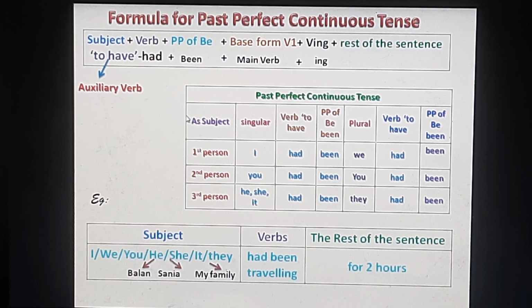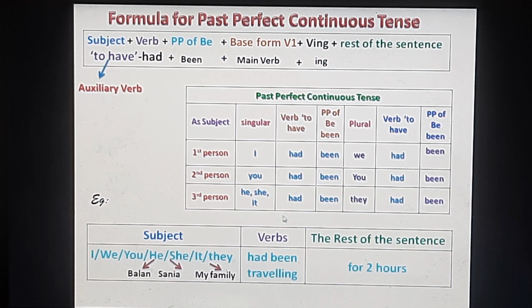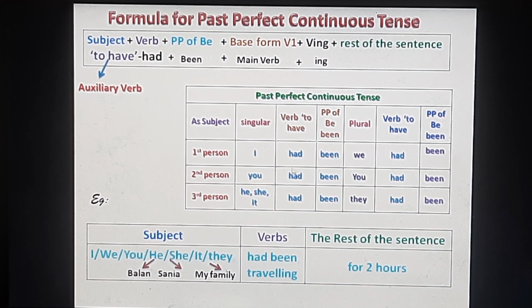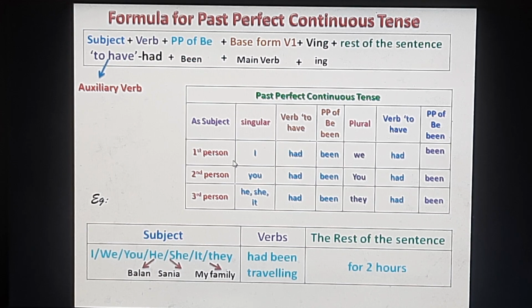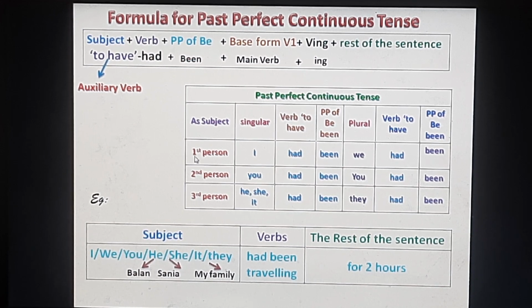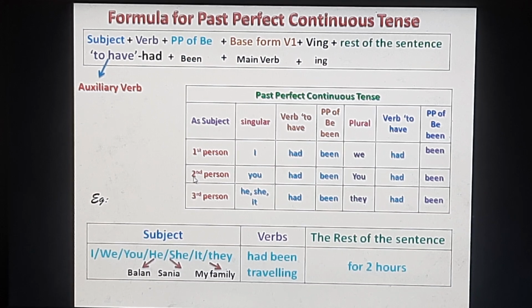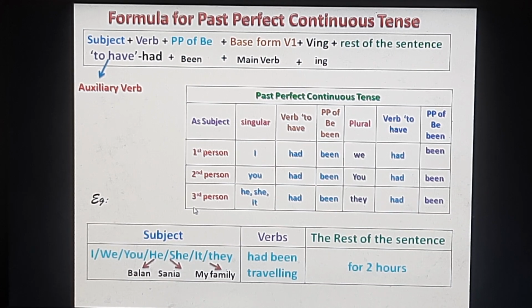So I have the chart here for you, children, for the person and the number, and we must remember now this is the past perfect tense. Your have verb, that is had, is not going to change whether your number is singular or plural, or whether your subject is in the first person, second person, or third person. So in the past perfect continuous tense, the auxiliary verb had will be used in all the persons and numbers.